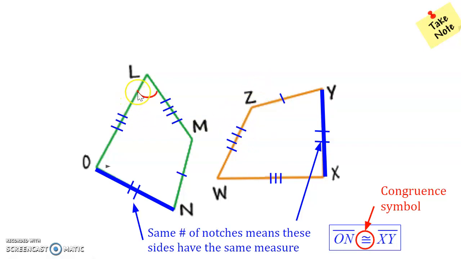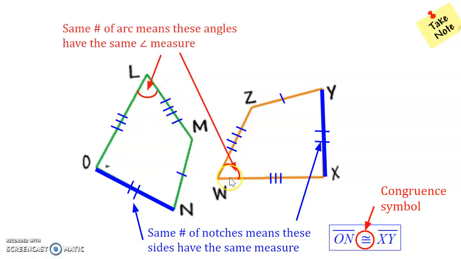If I wanted to communicate this angle M, angle is the amount of opening. Angle M is congruent to angle W. That means they have equal measure. So if this was 70 degrees, this is also going to be 70 degrees. We use the same number of arcs. An arc is that little partial circle thing. Arcs mean that these angles have the same measure. So this angle here, the opening here, and this angle here have the same measure. That's what the same number of arcs means.